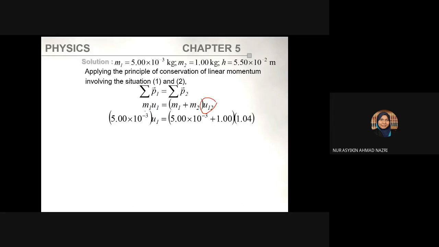Okay, so initially tadi kan block tu at rest, so that's why kosong. So we only have the momentum for the bullet. Okay, so from here we may find the value for the bullet velocity is equal to 209 meter per second. And B, the question asks you to find the energy loss to the surrounding.